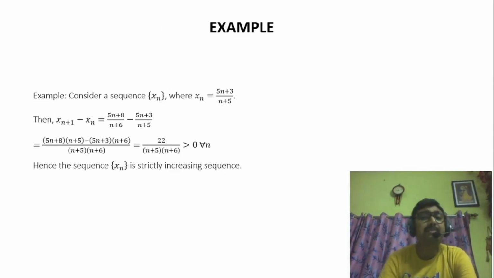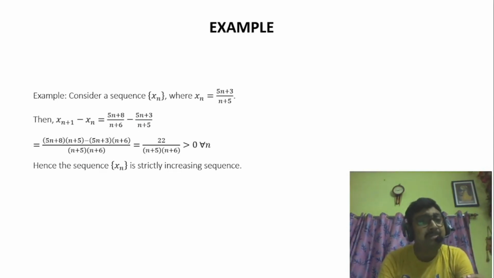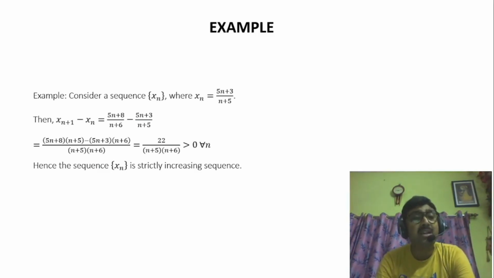Now look at the example. If we consider a sequence xn where the nth term is (5n plus 3) by (n plus 5), then first we consider xn plus 1 minus xn. Now what is xn plus 1? xn plus 1 is the n plus 1th term. So we are just considering the difference between the n plus 1th term and the nth term. And look at the difference. It is 22 by (n plus 5) into (n plus 6). What is n? n is a natural number.